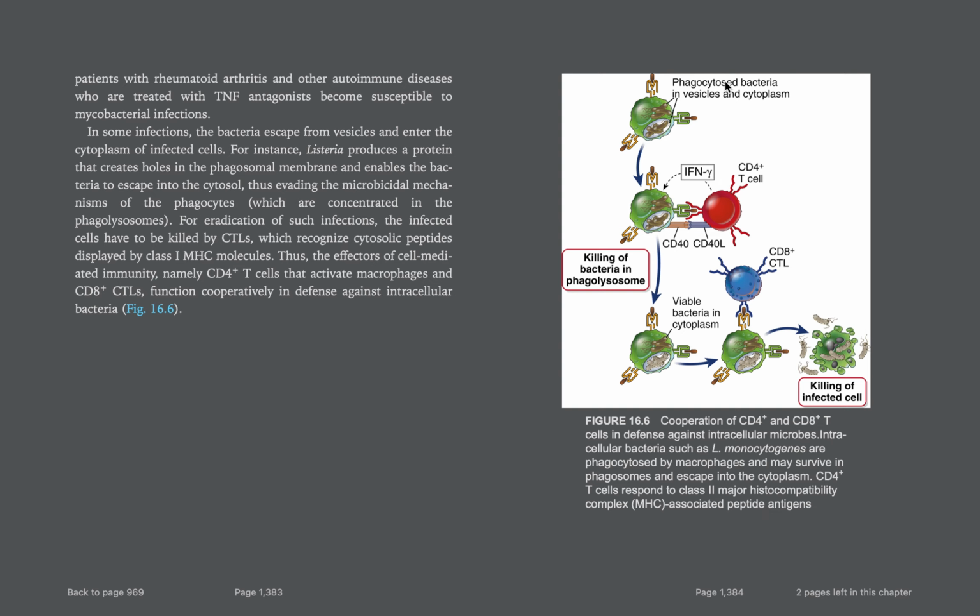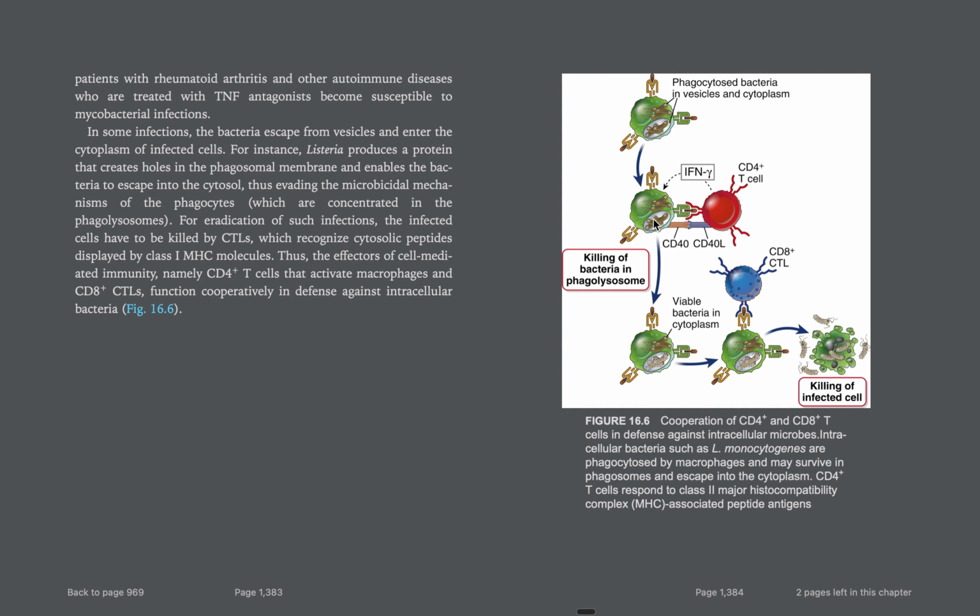So phagocytosed bacteria in vesicles and cytoplasm, and we see here the antigen presenting cells. So they are presenting it to CD4 T cells, the CD4 with ligands. They cause more activation of the killing of bacteria by phagosomes if it is in macrophages. Bacteria in the cytoplasm, if they exist, have to be killed by CD8 T cells if they escape the phagolysosome.